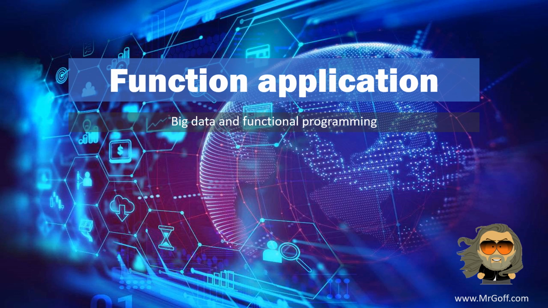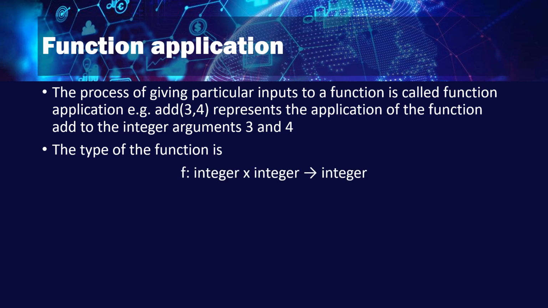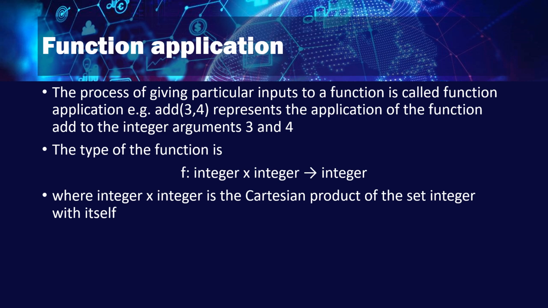This video will focus on function application. The process of giving particular inputs to a function is called function application. For example, add 3 4 represents the application of the function add to the integer arguments 3 and 4. The type of the function is integer cross integer maps to integer, where integer cross integer is the Cartesian product of the set integer with itself.